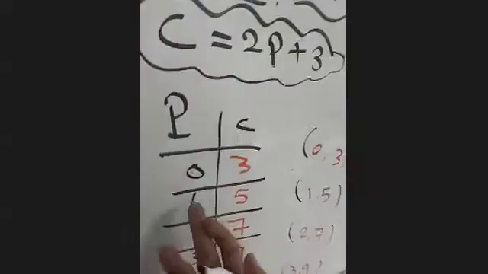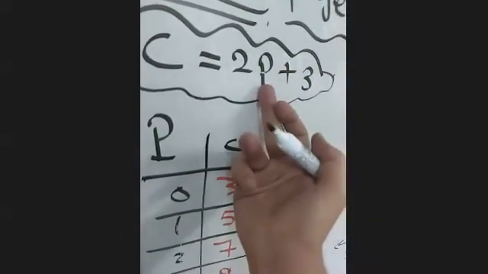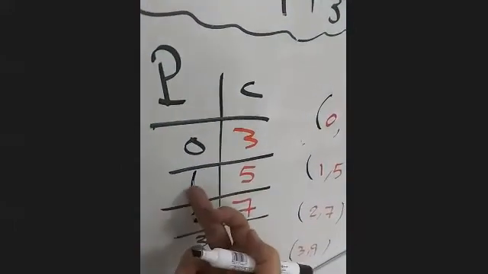This is connected. You put the 1 here. 2 by 1, 2 plus 3, 5. So the 1 is connected with 5.